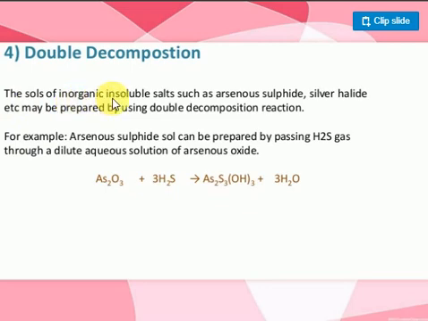Inorganic insoluble salts such as arsenic sulfide and silver halide may be prepared by using the double decomposition method. For example, arsenic sulfide salts can be prepared by passing H2S gas through solutions. Remember, you are preparing the salts only.